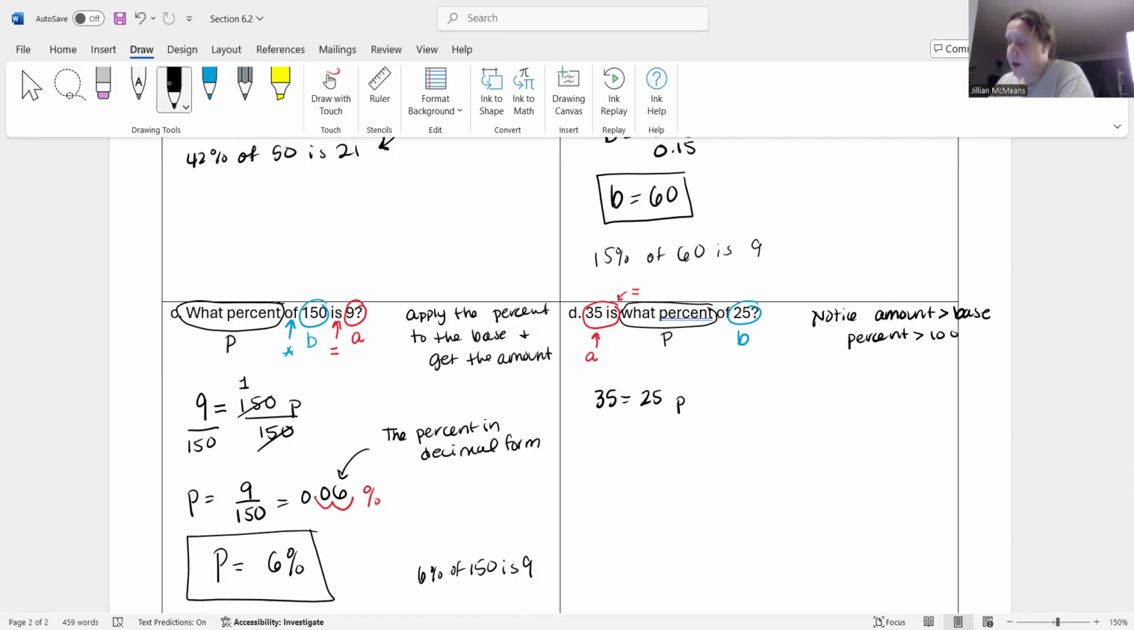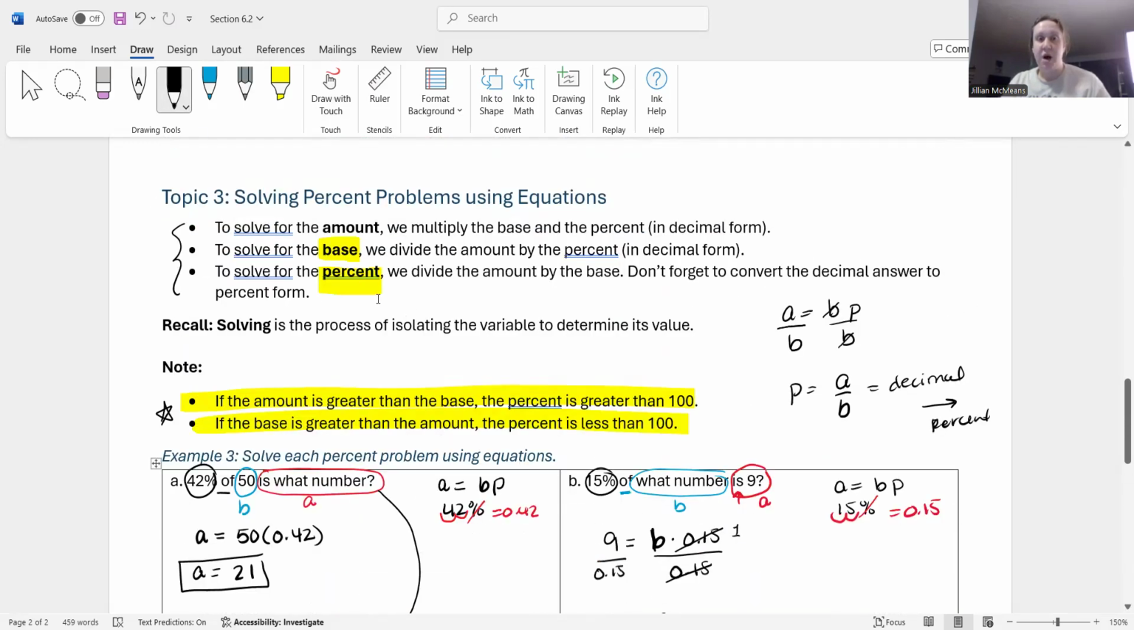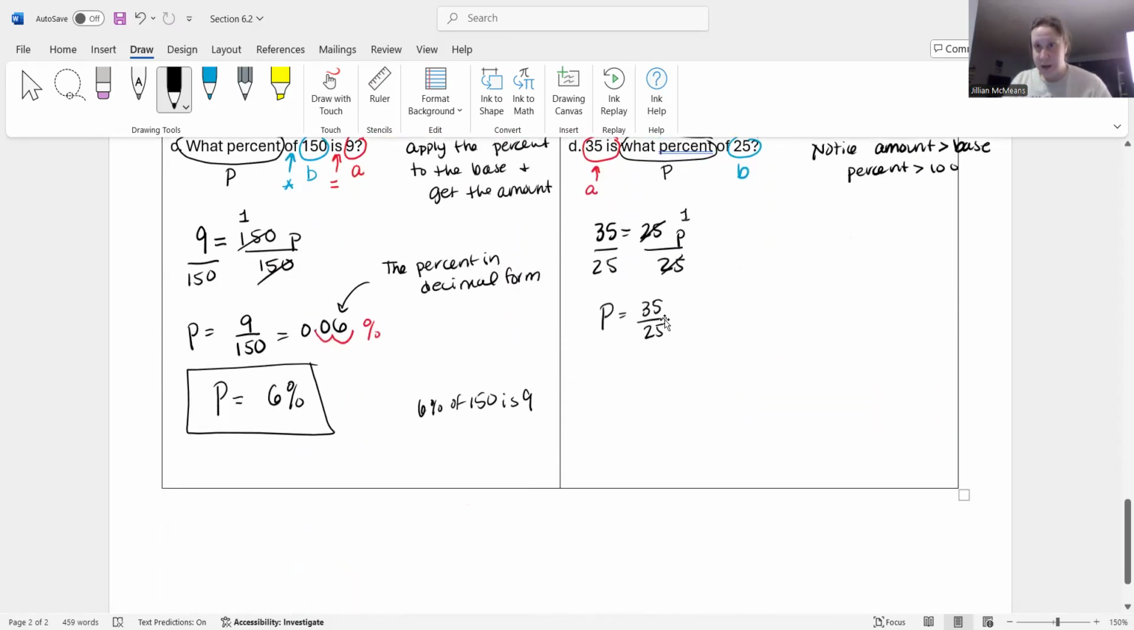And just like in the previous example, we need to undo the multiplication of 25 and P. Our goal is to get P alone. Well, to undo the multiplication, I would divide. And if I divide on one side, I have to do the same thing on the other side. So 25 divided by 25 is just 1. 1 times P is just P. So P equals 35 divided by 25. And remember, if we scroll up just a little bit, we have that to solve for the percent, we divide the amount by the base. Well, we have taken the amount and we have divided by the base.